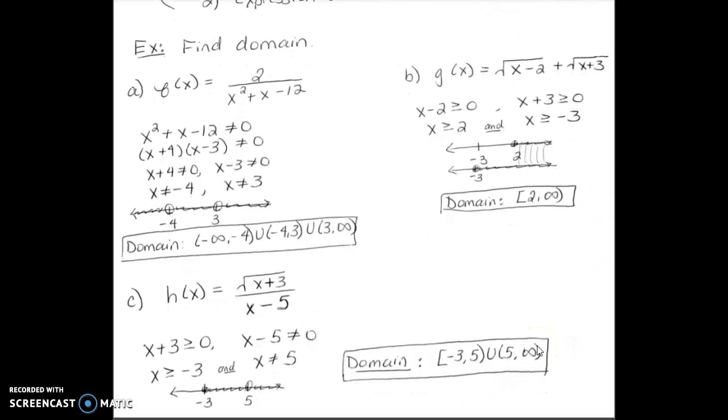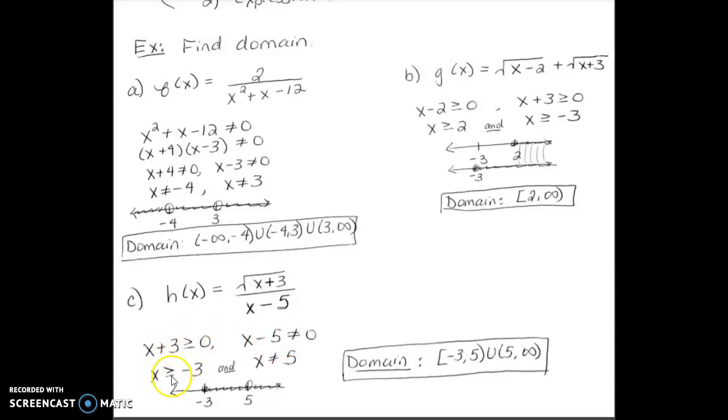Our last example here for domain has both issues. We have a square root expression and we have a denominator. So to take care of the issue with the square root, the x plus 3 would have to be greater than or equal to 0. And then also, because x minus 5 is on the bottom, that is not allowed to equal 0. Denominator can't be 0. Expression under the square root must be greater than or equal to 0.